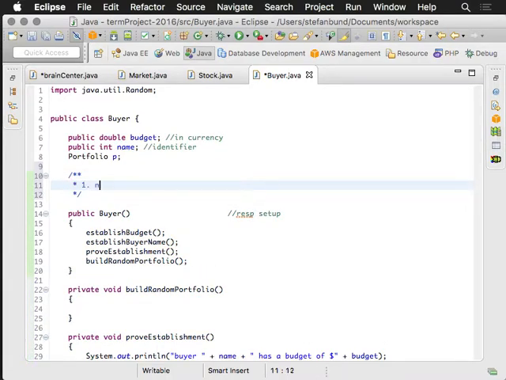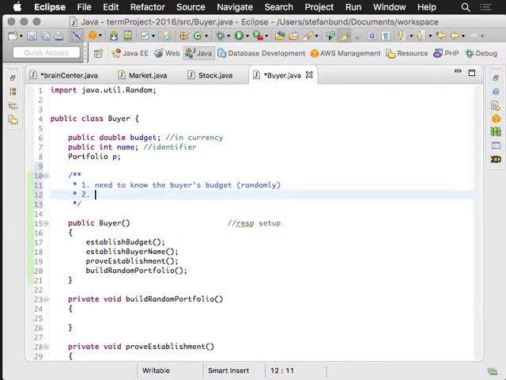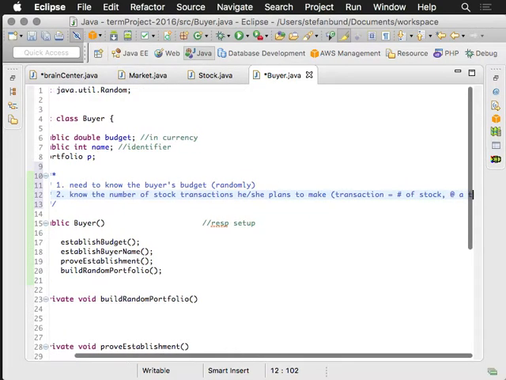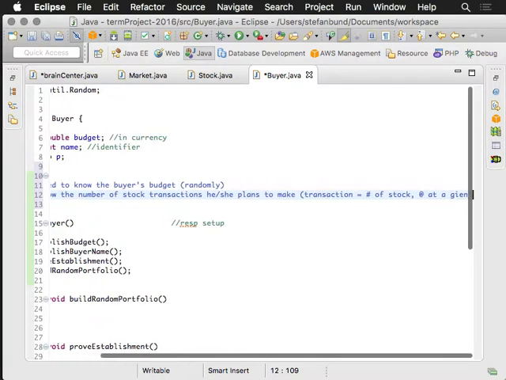First, we need to know the buyer's budget, and that will be determined randomly. Second, we need to know the number of stock transactions she plans to make. Now, a transaction is equal to a number of stock at a given price.